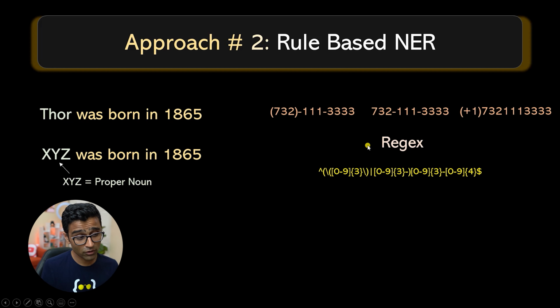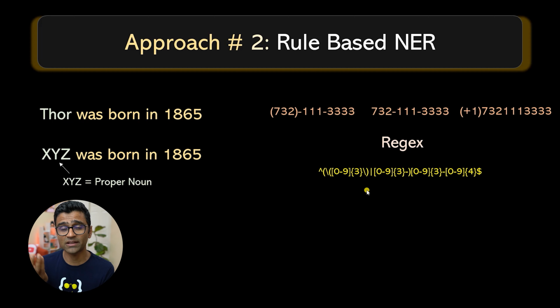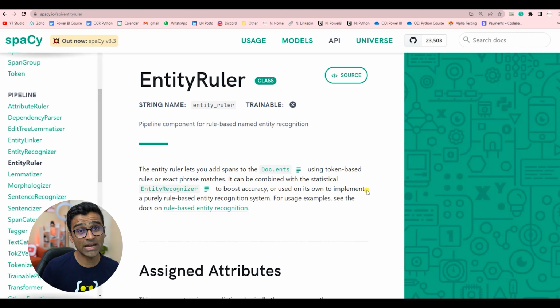You can have a rule for phone numbers. For phone number, the basic thing is regular expression, regex. We have covered regex in this tutorial playlist. So regex or any other rules, but these are basically rule-based NER. And Spacy provides a class called entity ruler that can be used to write or specify all these rules.